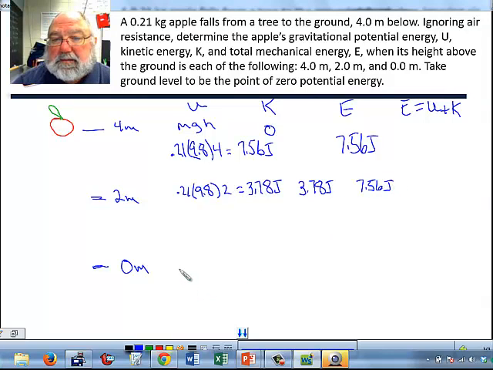Now, down here at the bottom, pretty easy to do. Potential energy is 0, because h is 0. If we have 7.56 total joules of mechanical energy and there's 0 potential energy, that must mean that kinetic energy is now 7.56 joules. These tables are really helpful when you're doing this to keep track of the exchanges.